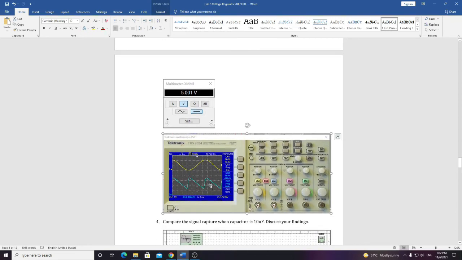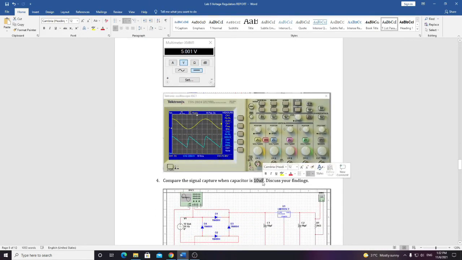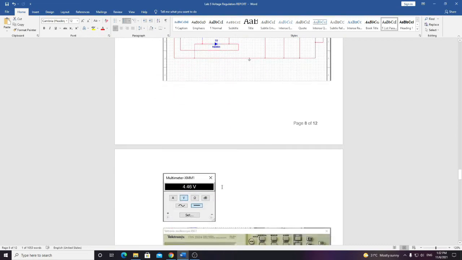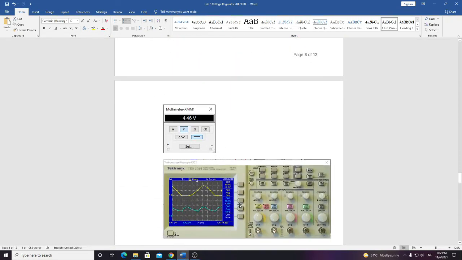The 220 microfarad is more suitable and the line is more steady than using 10 microfarad. When we use 10 microfarad, we get a peak-to-peak value of 4.16. But in this lab, we can see the frequency is doubled, because the input frequency we put in is 30 Hz, but the output we get is 60 Hz.